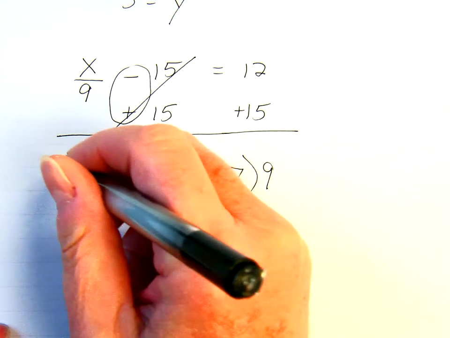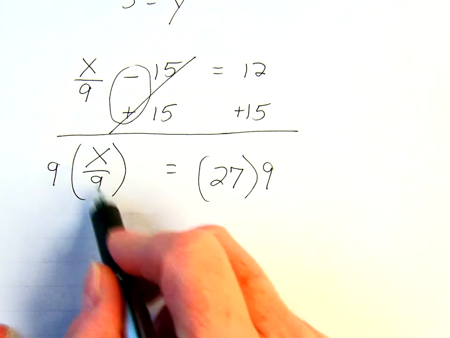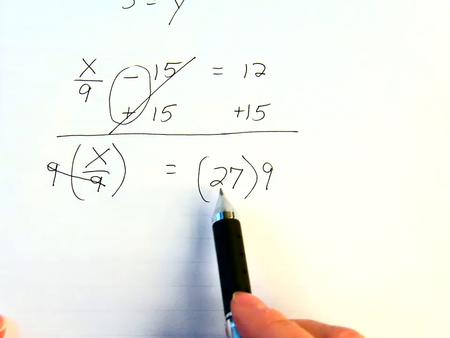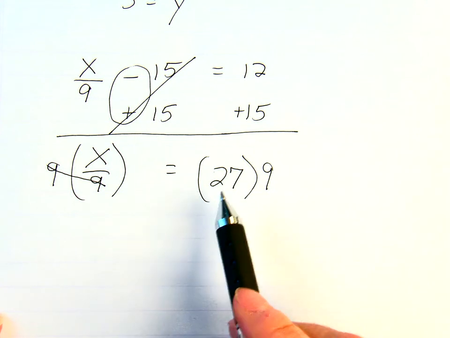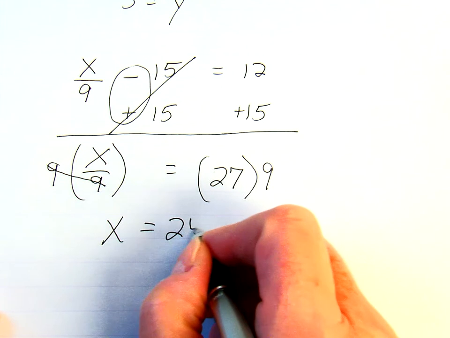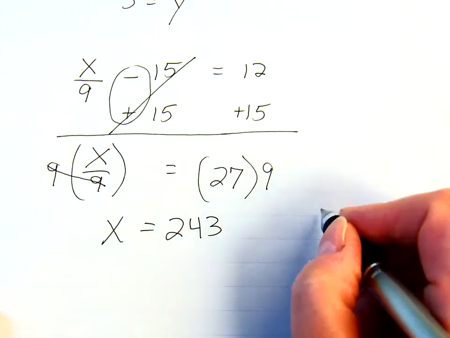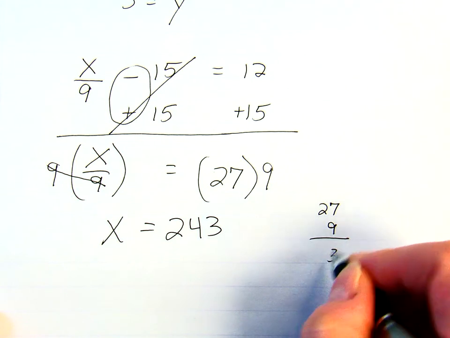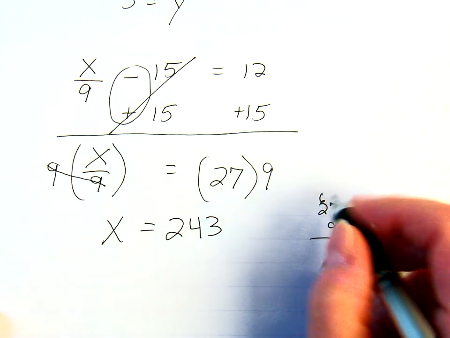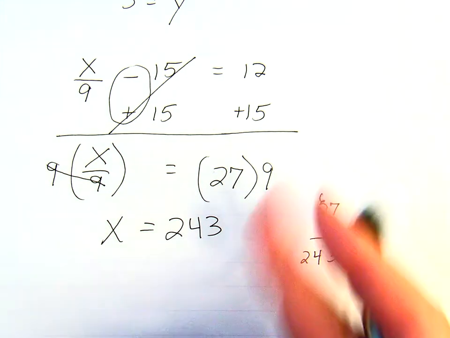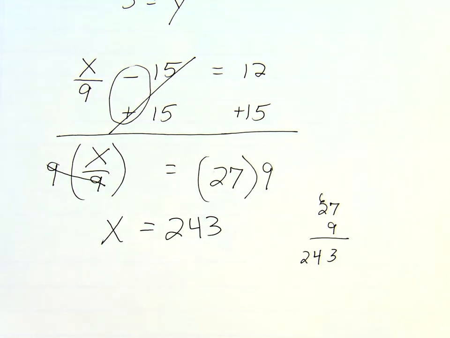Okay, 9 divided by 9 here, this creates a 1. And 27 times 9 is x equals 243. And I can always come over here and do a little bit of side math. 9 times 7, 63. 9 times 2, 18, plus the 6, 24, and there we see the 243. Don't be afraid to do a little math on the side to make sure that you get that amount proper.